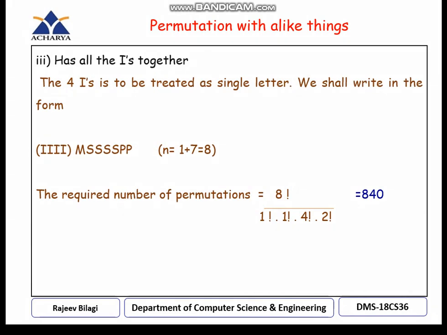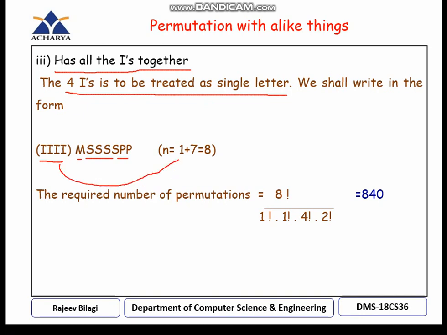So another last option is has all I's together. So all four I's will be treated as a single letter. If you look at these four I's as one, then we are left with M, then the remaining 4 S's and P. So this is 1 and the rest all will be 7, so you are going to get n is equal to 8. Now the required number of permutations is equal to 8 factorial divided by 1 factorial, then 1 factorial for M, 4 factorial for S, and 2 factorial for the last one, that is P.